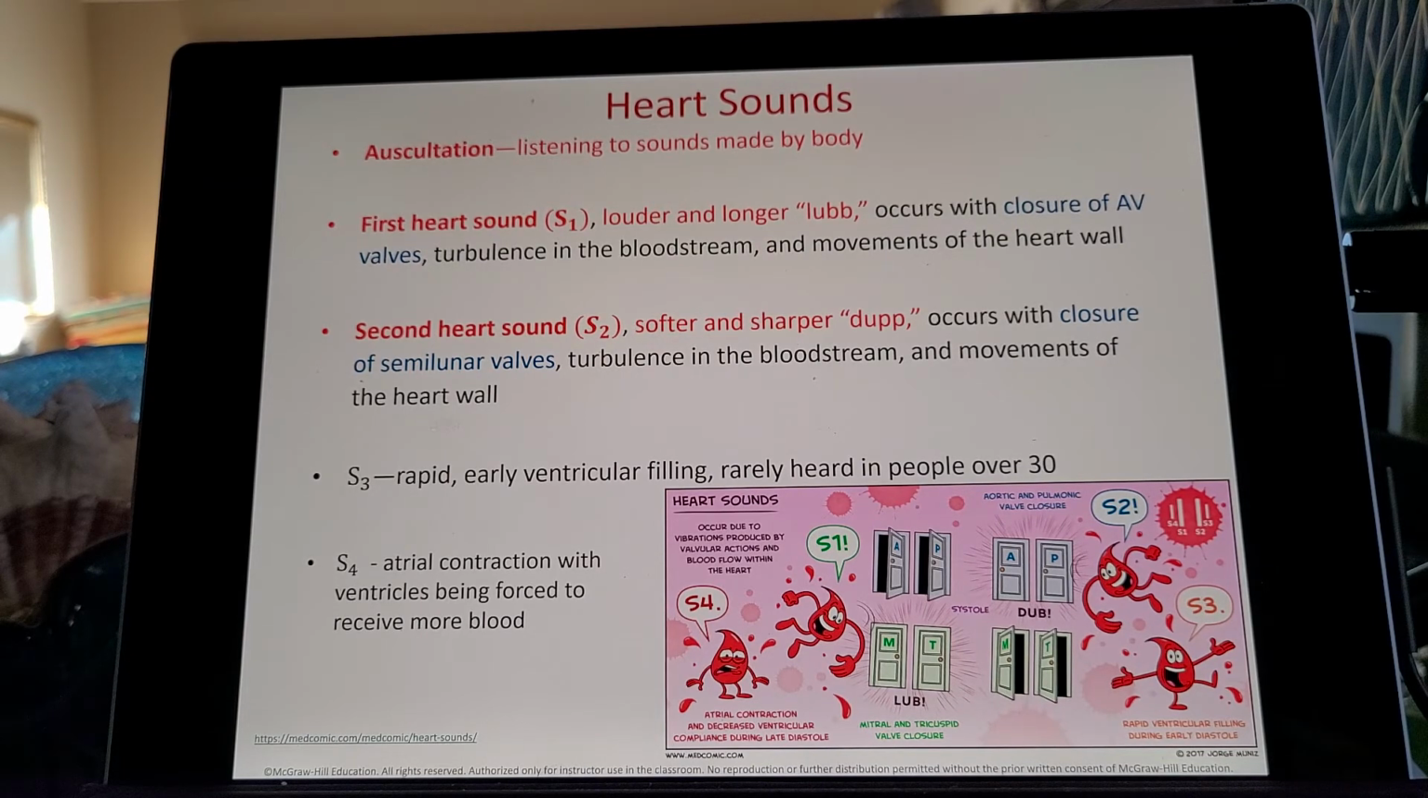If you are younger, there are also other sounds you can hear. This cartoon goes through our different sounds. When the valves close, you can actually hear the different sounds, so they're describing that in the cartoon. The first heart sound, S1, is the AV valves closing. The second heart sound is the semilunar valves closing.